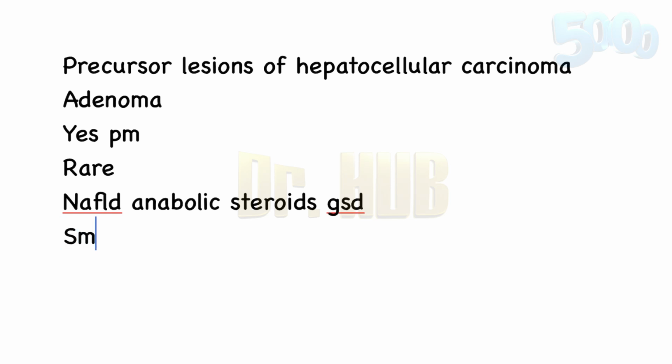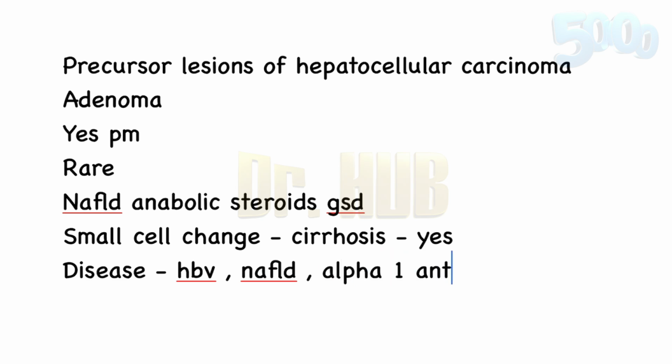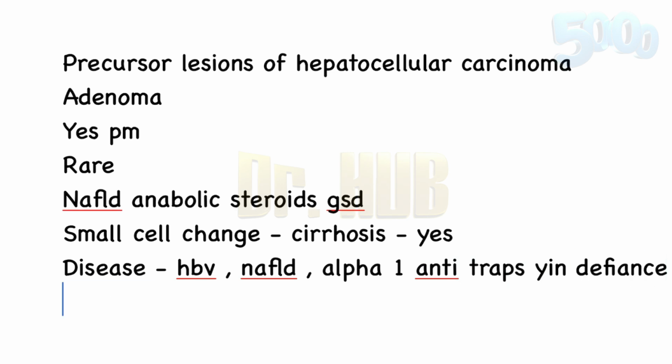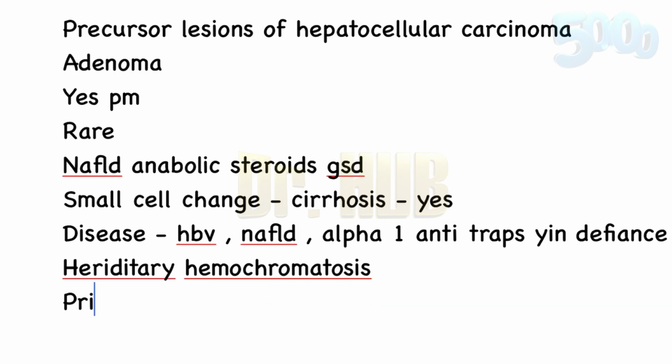Now, moving on to small cell change. Small cell change is pre-malignant, yes, and associated with cirrhosis. The answer is yes. Now, what are the commonly associated diseases? They include HPV, then alcohol, NAFLD, then alpha-1 antitrypsin deficiency, hereditary hemochromatosis, as well as primary biliary cirrhosis.